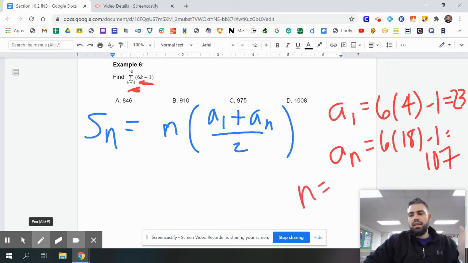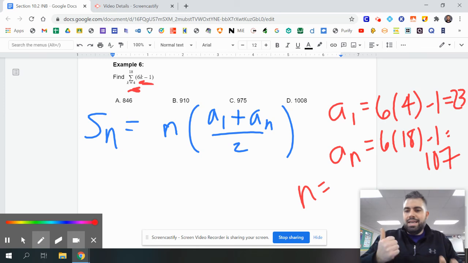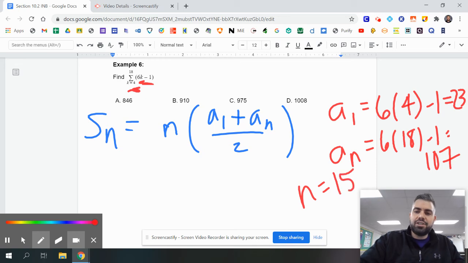Now you might be inclined to just say it's 14, right? 18 minus 4 is 14, but not so fast. This is how we have to do it. We have to count, and we count starting with 4. So 4, 5, 6, 7, 8, 9, 10, 11, 12, 13. So we're at 10. 14, 15, 16, 17, 18. So you'll notice it's 15 numbers, right? It's one of those kind of goofy things in math where it's easy to just do the difference, but we don't count one of them. So n is actually 15.